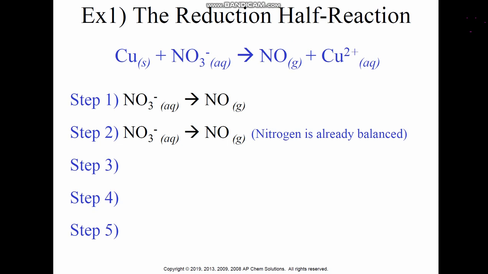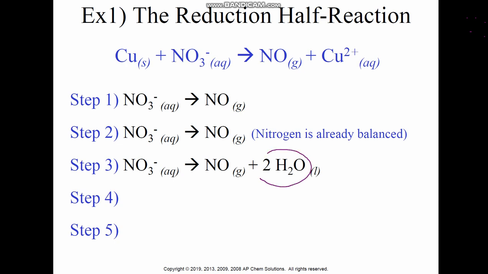Step three is to balance the oxygen by adding H2O molecules. So you add as many waters as you need to make the O's balance on either side. For this, you need to add 2 waters, and you add molecules to whichever side has fewer oxygens. That way you're going to balance it out. So here, we're adding 2 water molecules to this product side in order to balance it out. So here now we have 3 oxygens to these 3 oxygens here.